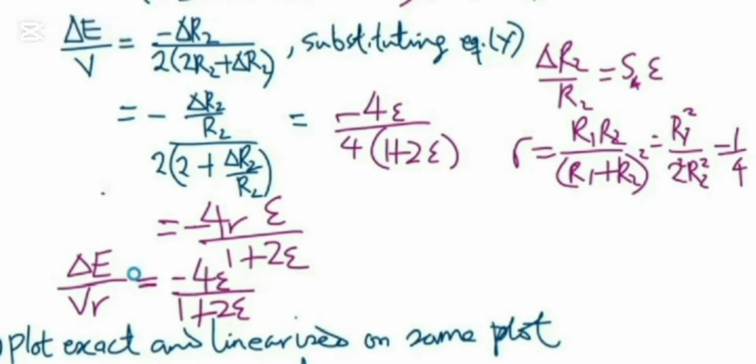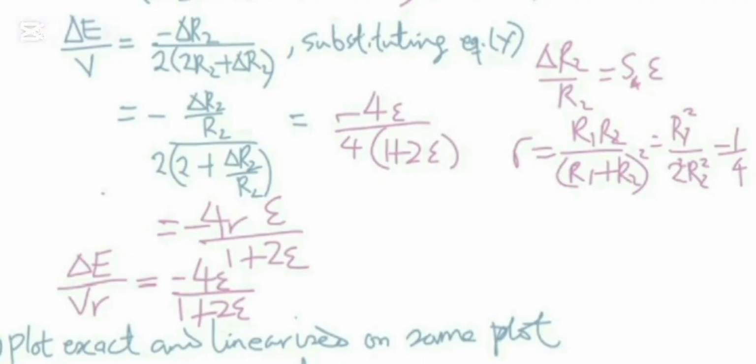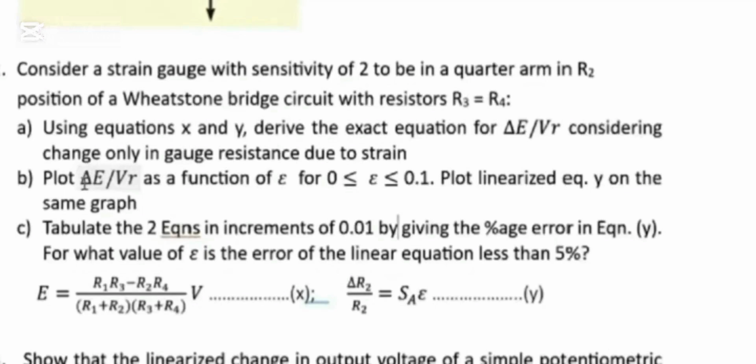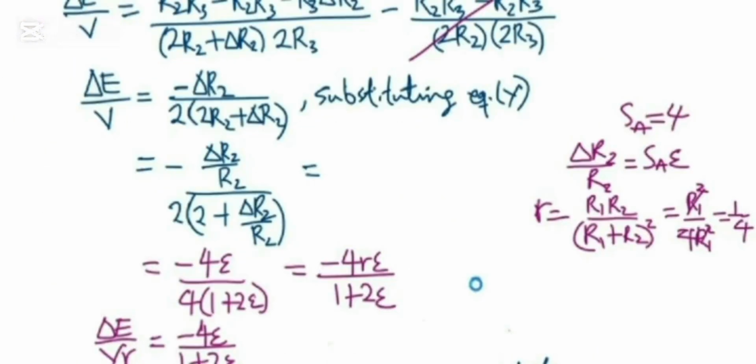This is the exact equation, because in this equation you can see we have strain. It's not linearized. This is the exact actual equation. Here we're asked to determine the exact equation. So you can see from the question it says, using equation x and y, derive the exact equation. This is the exact equation we have determined, right? And this one is not an approximation or a linearized equation. So we call this exact.